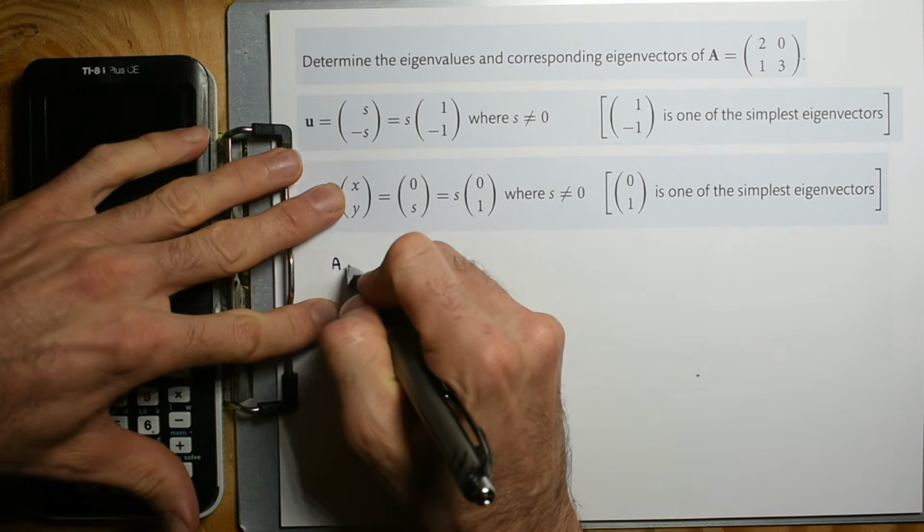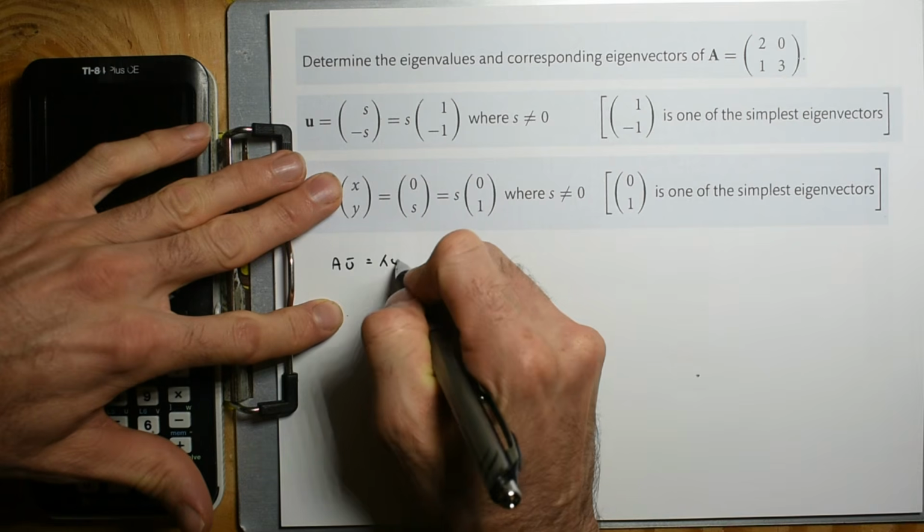So we have matrix A times U is equal to the scalar times U.